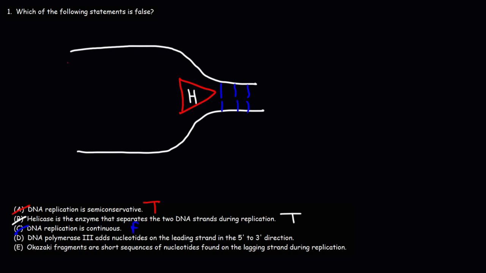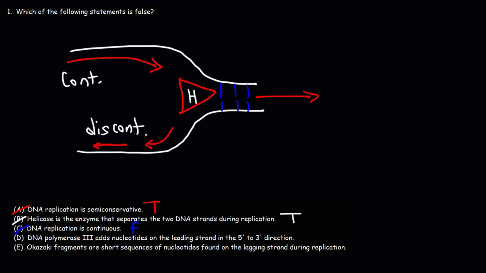The leading strand is produced continuously in the direction of the replication fork. The lagging strand is produced discontinuously in the opposite direction of the replication fork. Because the leading strand is produced continuously and the lagging strand is produced discontinuously, overall, DNA replication is said to be semi-discontinuous.